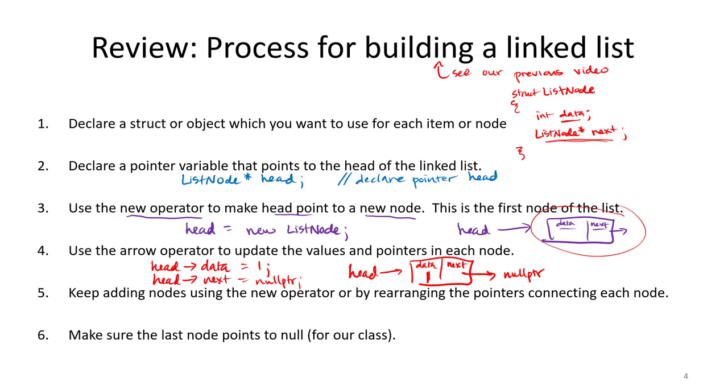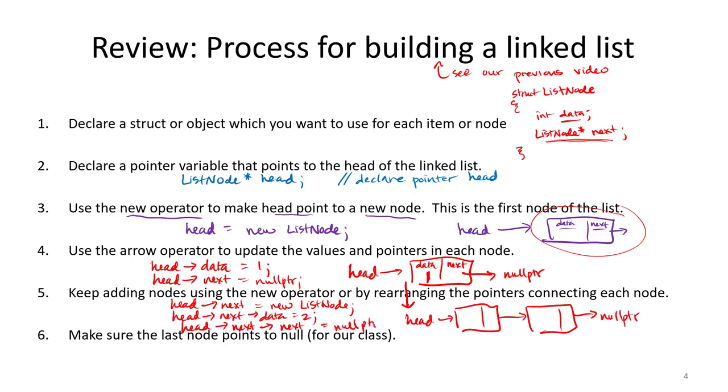Finally, after we have created our first node, we can repeat these steps using the new operator and our next pointer within our nodes in order to add additional nodes. For example, I could write head arrow next points to a new list node, and that would take my existing linked list, and that would actually add a second node where my next pointer had been pointing. So for example, in this case, I could write some code to add a second node to my list.